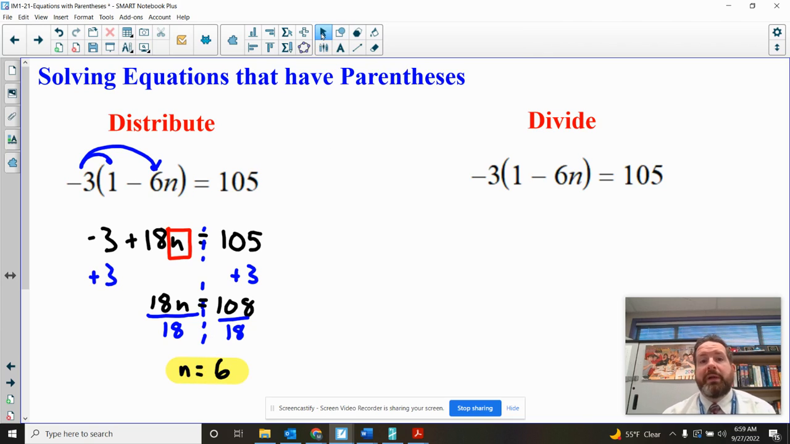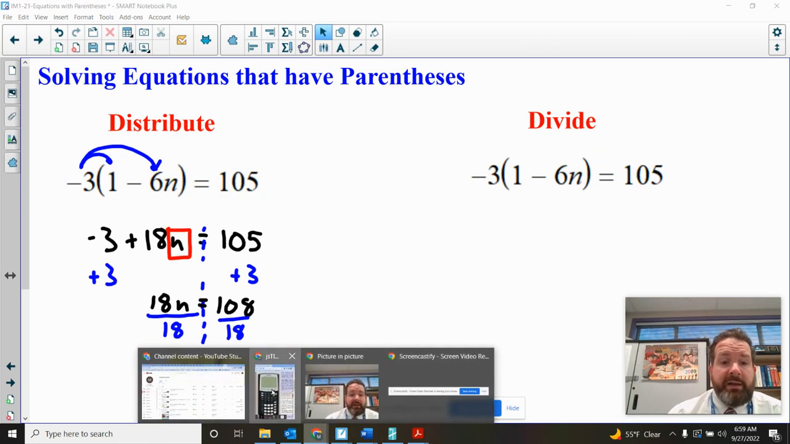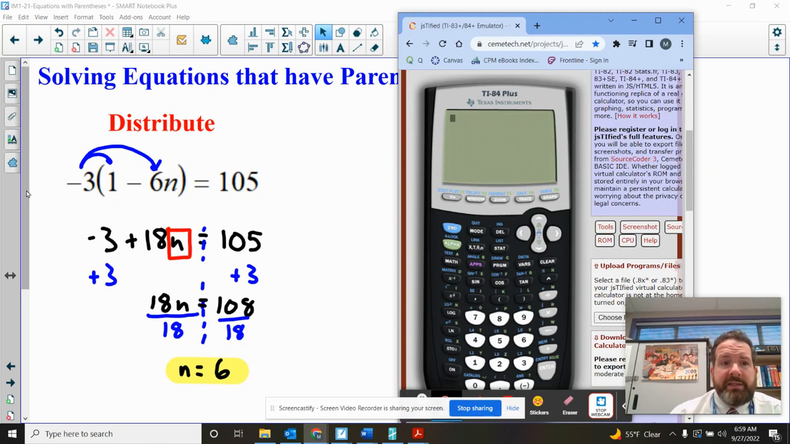Really quickly, I'm going to pull up my calculator, give it a check. So if we've done things right, I should be able to put in the left side of the equation just like it looks. -3 parentheses, 1 minus 6. And then the n, I'm going to put in parentheses. I think n is 6. So instead of the letter n, I'm putting a 6 in parentheses.